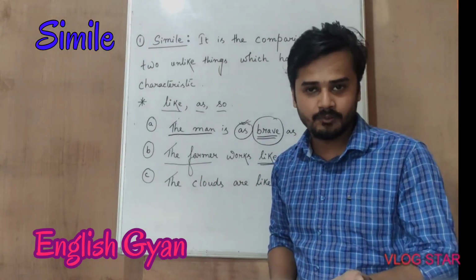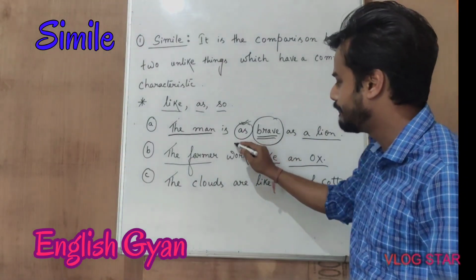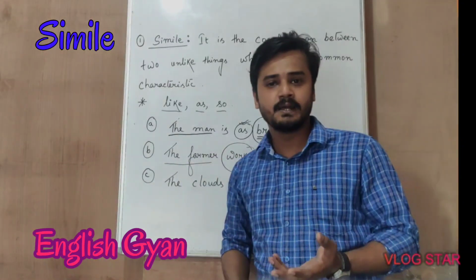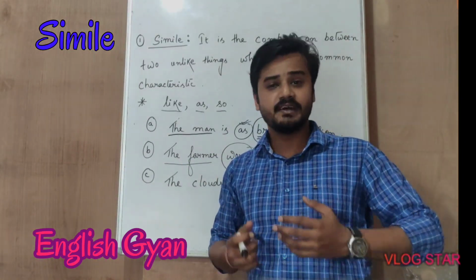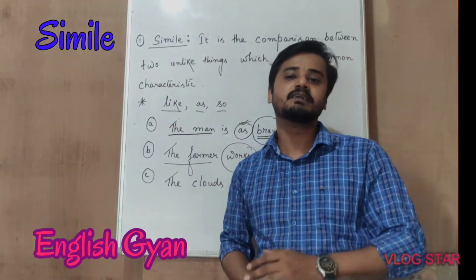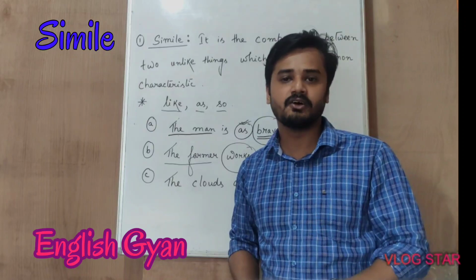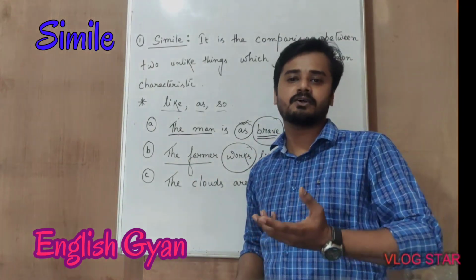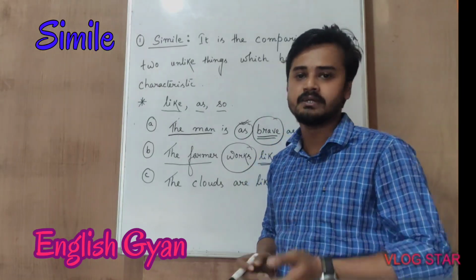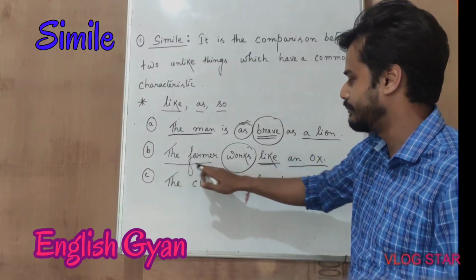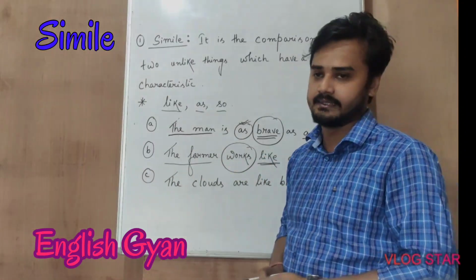And what is the common characteristic between them? I am trying to say that the farmer works like an ox. We all know that an ox is a very hard-working animal, and I mean to say here that the farmer is also very hard-working, just like an ox. So here the idea is to bring out the common feature or characteristic between these two. I am taking the help of like and comparing these two unlike things.